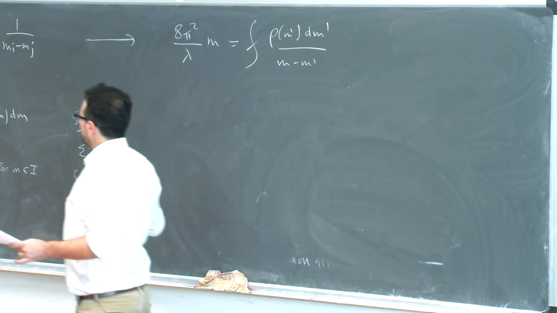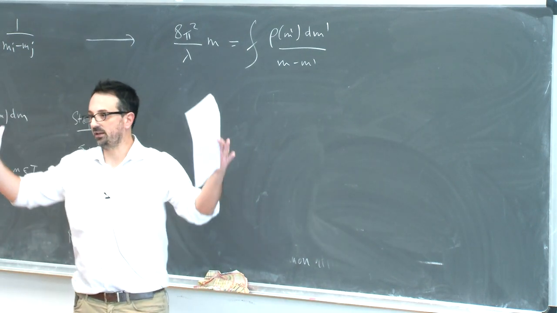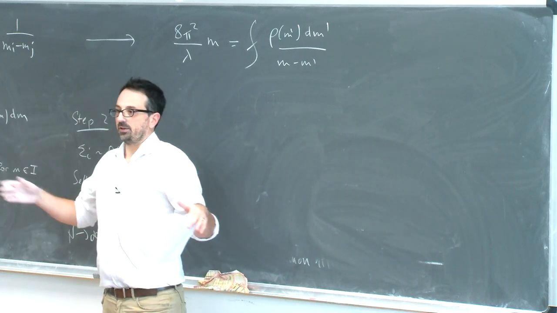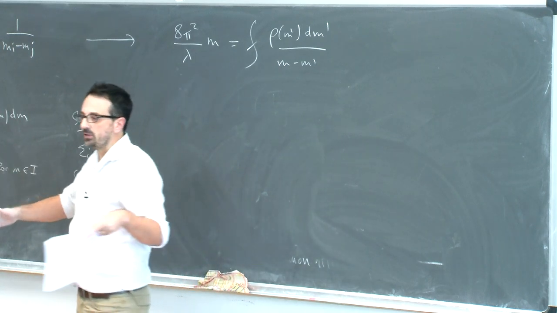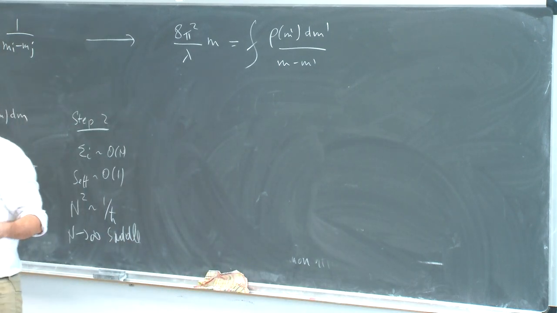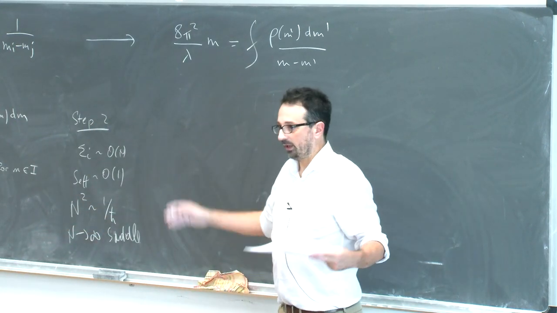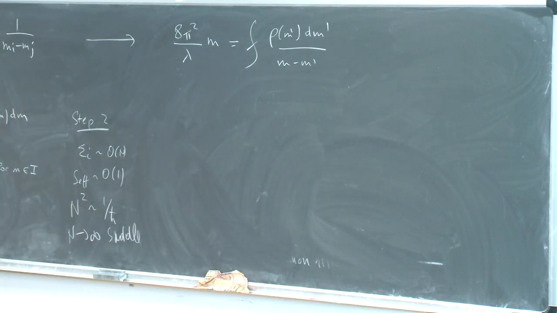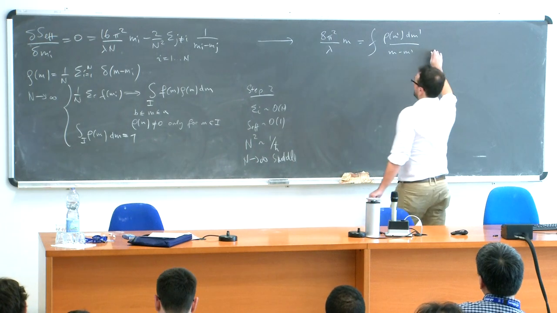I'm assuming that this distribution of the eigenvalues is contained in some interval. Outside of this interval it is zero, so that all the eigenvalues are inside of some interval. In some cases you have two intervals or three intervals, you have multi-cut solutions. In this case, the solution is going to be a one-cut solution. Okay, so now this is the saddle point equation.